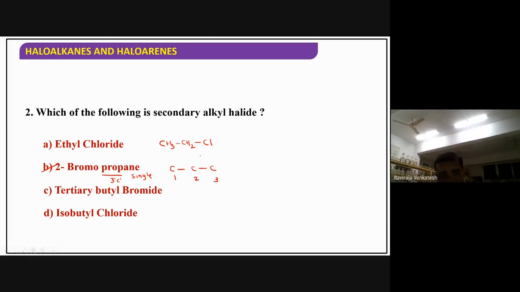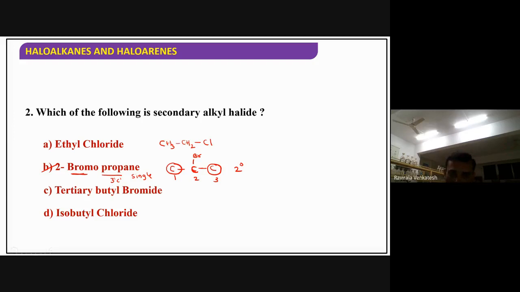Either direction you give number. Now, on second carbon, you have bromine, right? On second carbon, you are writing the bromine. Now, what I am saying here, halogen bonded carbon is bonded to 1, bonded to 2. Definitely it is secondary alkyl halide.